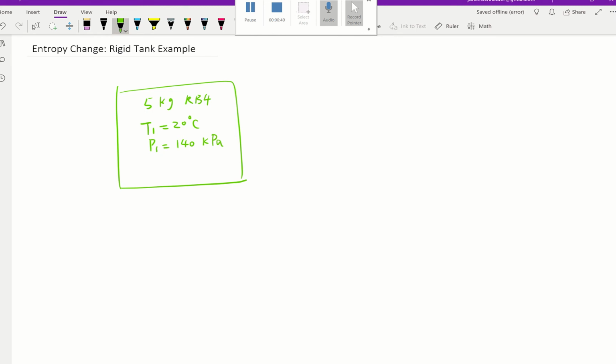Then the refrigerant is cooled down while being stirred until the pressure drops to 100 kilopascal. So P2 is 100 kilopascal. And it's being stirred, so there's a shaft work added to it. This work was not told. They also said there will be heat leaking out, a Q out. So there's a shaft work, and there is a heat transfer out.